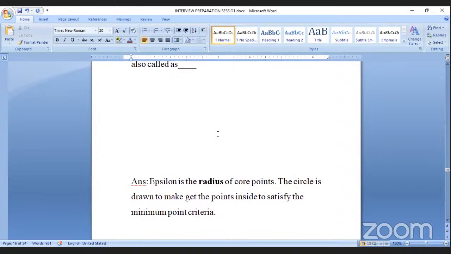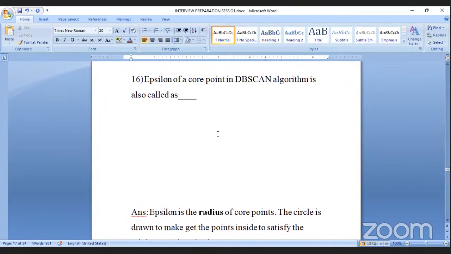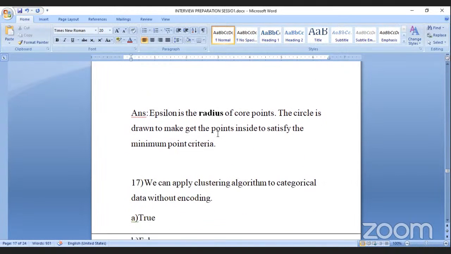The answer is epsilon is the radius, friends. Epsilon is the radius for the points. The circle is drawn to make the points inside satisfy the minimum points criteria. So the answer is radius. In DBSCAN, epsilon is also called the radius. So we move to another question.